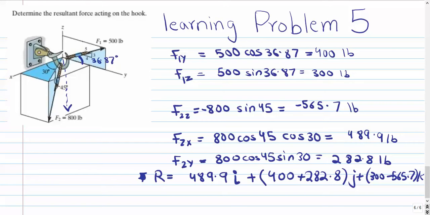Okay, and once we add all of them, we get 489.9i plus 682.8j minus 265.7k. So this was the simple procedure for this question.